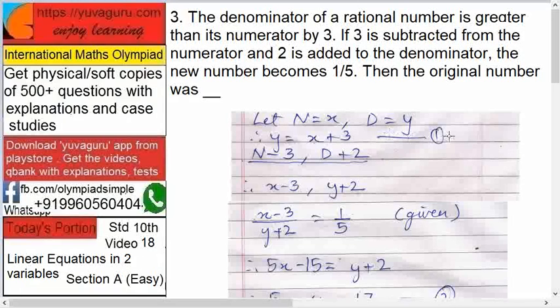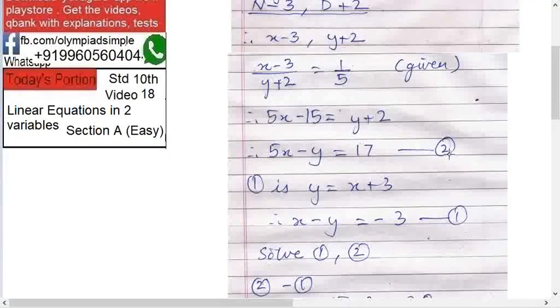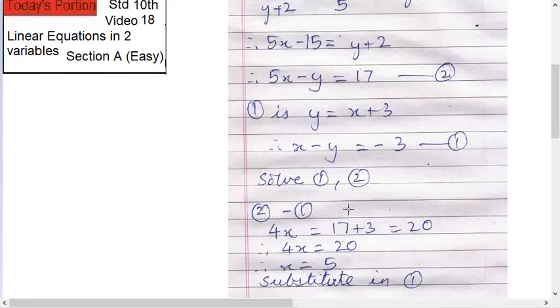So now we have 1 and 2. So 1 is y equals x plus 3. Therefore x minus y equals minus 3. Right? So solve this. Solving 1 and 2, what do we get? 2 minus 1, this 2 minus 1. So what will you get? 4x equals 17 plus 3, that is 20. Therefore 4x equals 20, x equals 5.